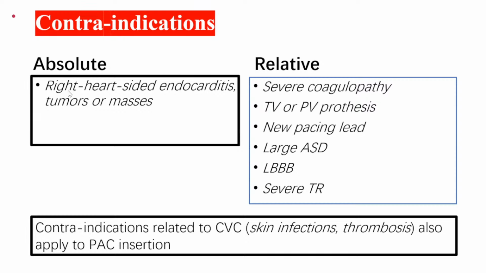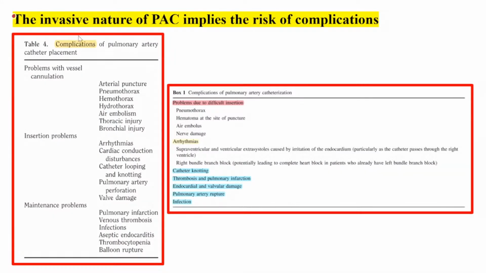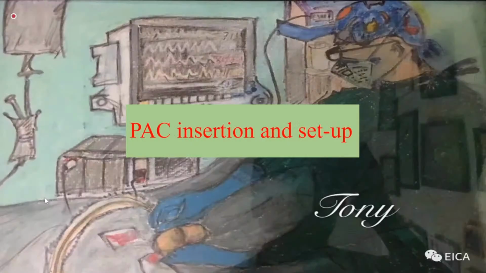PAC should not be used in patients with right heart-sided endocarditis, tumors, or masses. Contraindications related to CVC also apply to PAC insertion. The invasive nature of PAC implies a risk of complications, which could be grouped into 3 types: cannulation-related, insertion-related, and maintenance-related.